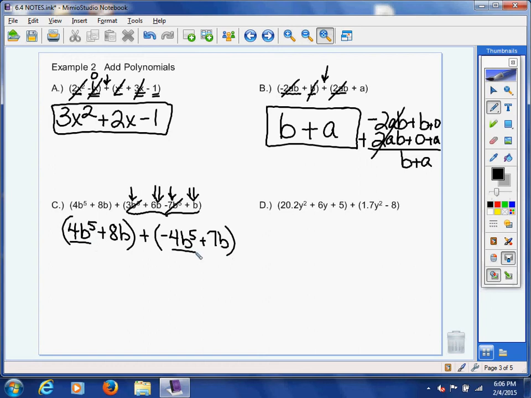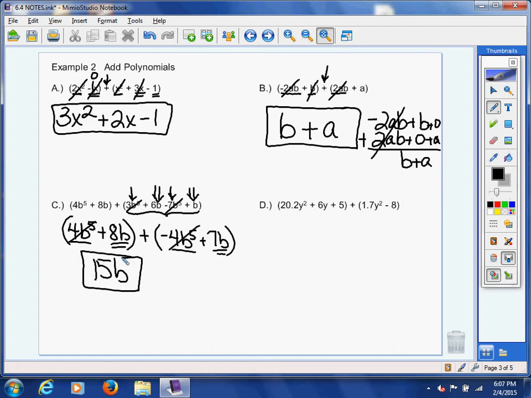Okay, that's great. Now that looks a little bit easier because now we can focus in on the b to the 5th terms. And we've got 4b to the 5th plus negative 4b to the 5th. Well, what's 4 plus negative 4? 0, that's right. So we don't have any b to the 5th anymore. They just cancel out. So I don't need to write 0b to the 5th. That's just 0. So now let's look at this one. 8b plus 7b. 8 and 7 is 15. And so there's your answer right there. I simplified it to 15b. Awesome job. Great job on that.